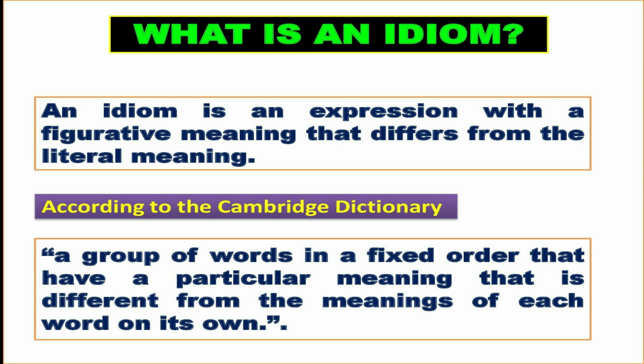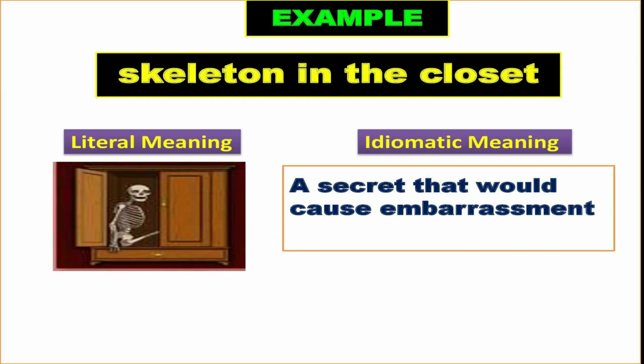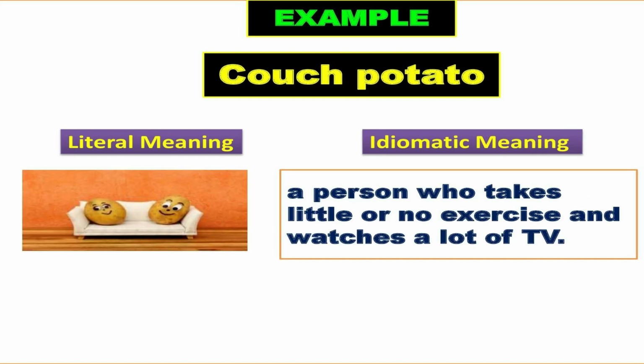If we look at the definition of an idiom according to the Cambridge Dictionary, an idiom is a group of words in a fixed order that have a particular meaning that is different from the meanings of each word on its own. For example, there is an idiom, skeleton in the closet. As we see in the picture, its literal meaning is entirely different than its idiomatic meaning, as its idiomatic meaning is a secret that would cause embarrassment. Similarly, there is another idiom, couch potato. Again, its idiomatic meaning is a person who takes little or no exercise and watches a lot of television.